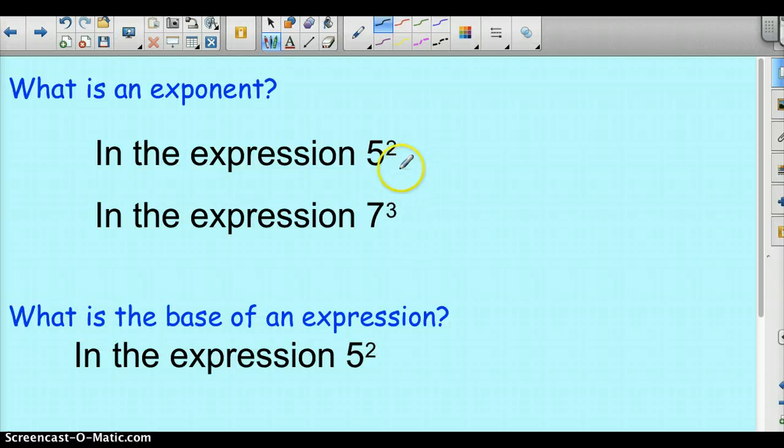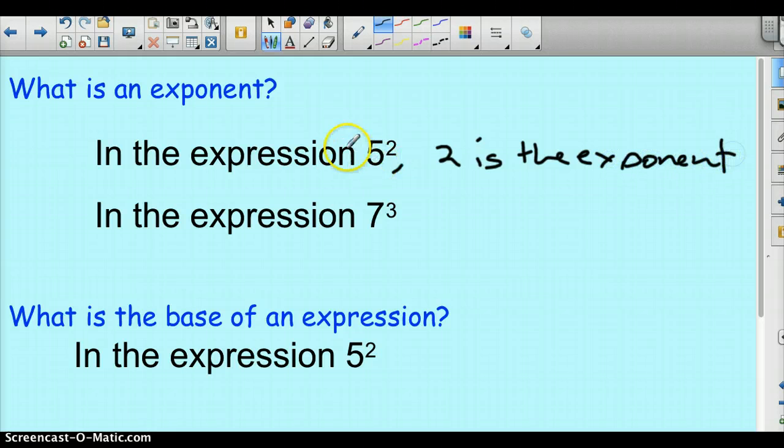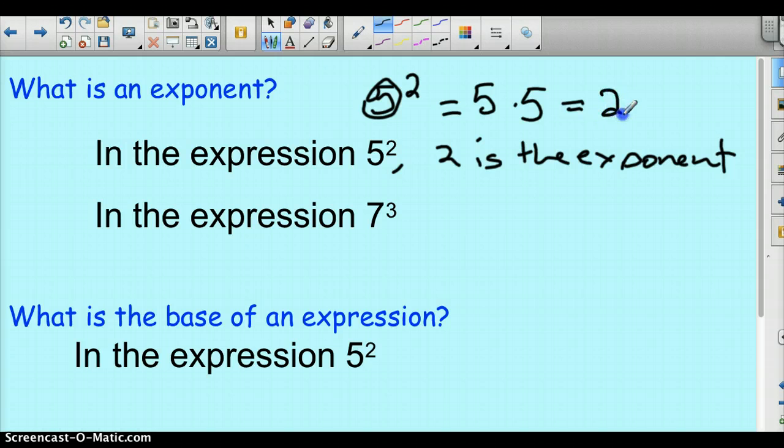What exactly is an exponent? Well, in the expression 5 to the second power, 2 is the exponent. What 5 to the second power means is the base 5 multiplied by itself 2 times. So the exponent is the number of times you multiply this base by itself. 5 squared, 5 times 5 is 25. But that's the idea. I will do another one.